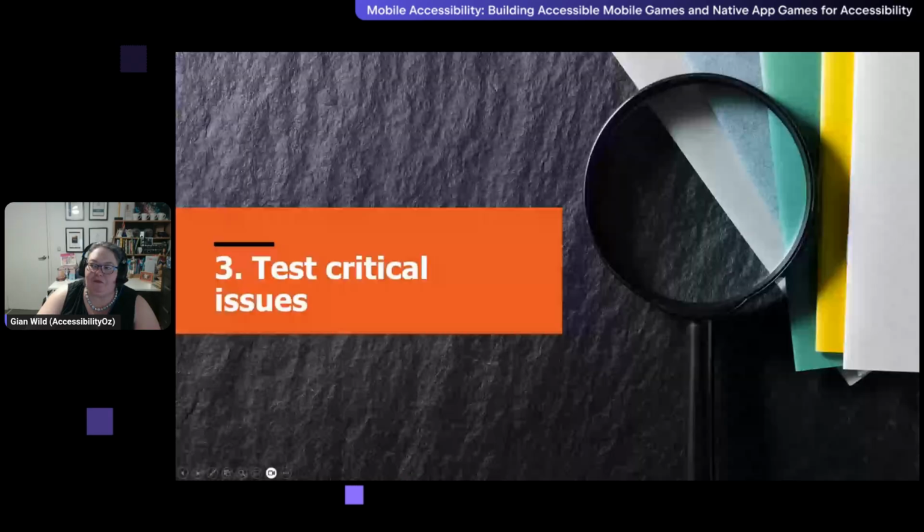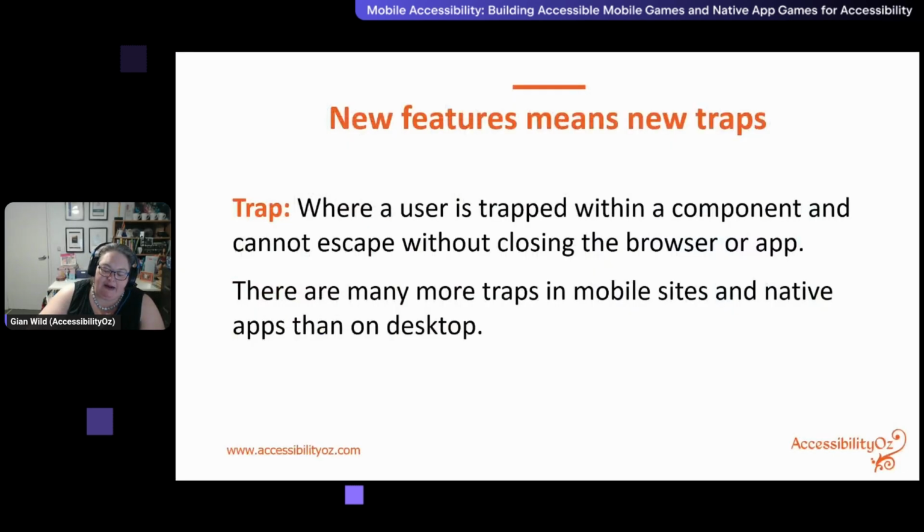So the next step is testing critical errors. And so this is where there are traps. New features mean new traps. A trap is where a user is trapped within a component and cannot escape without closing the browser or the app. There are many more traps in mobile sites and native apps than on desktop.